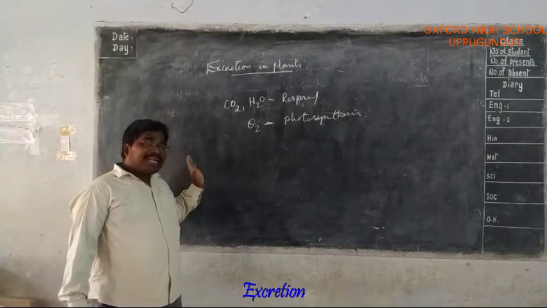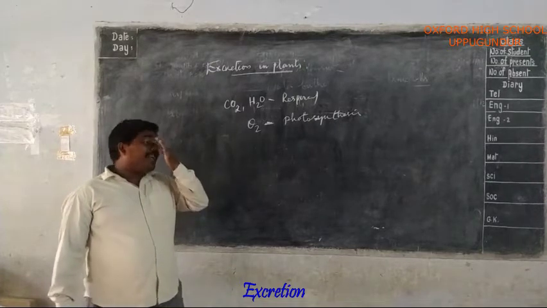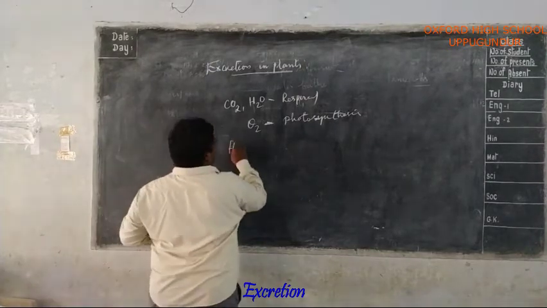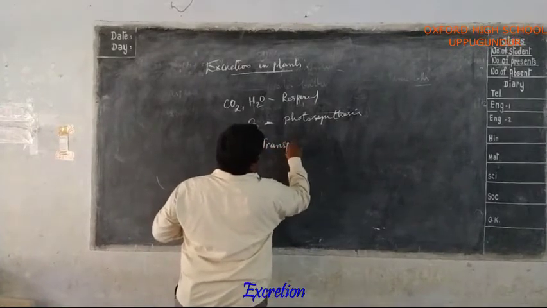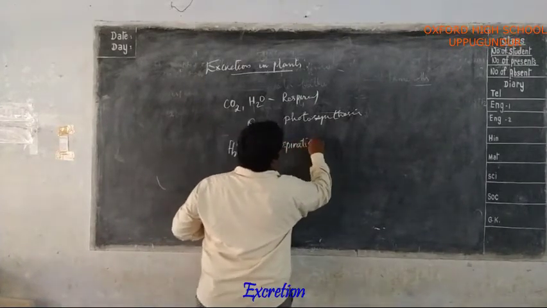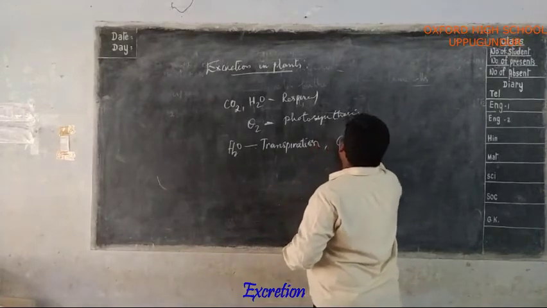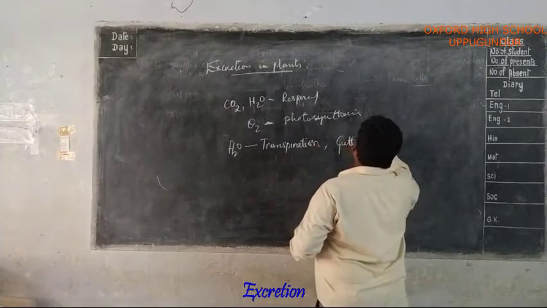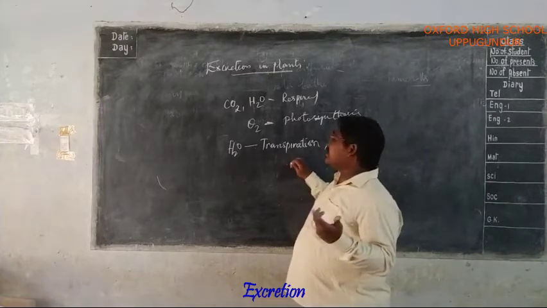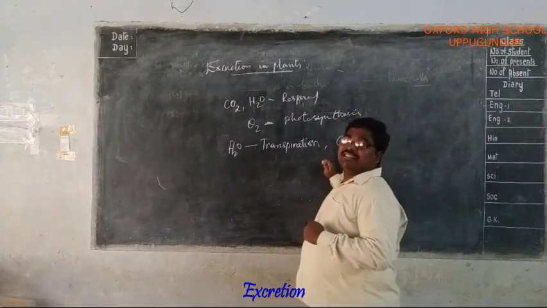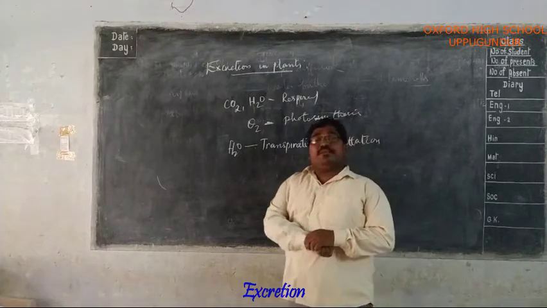Then think about that. The plants can get rid of the excess of water by the process called transpiration or guttation. Okay, plants can get rid of excess water by transpiration and guttation. Plants can store the waste materials.